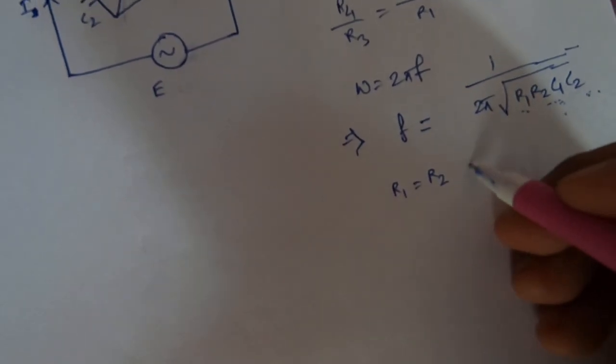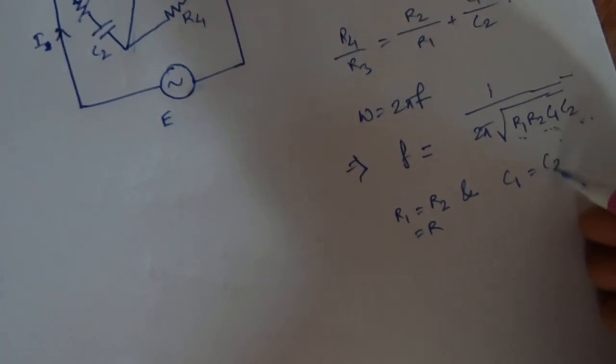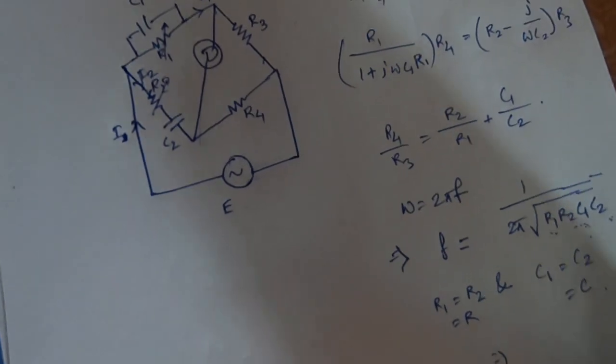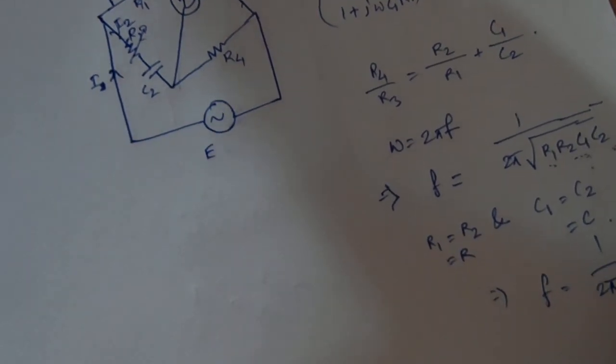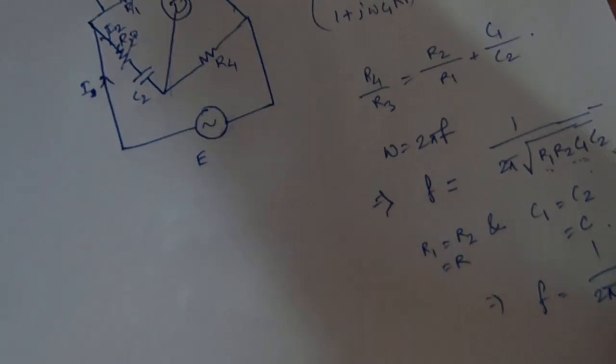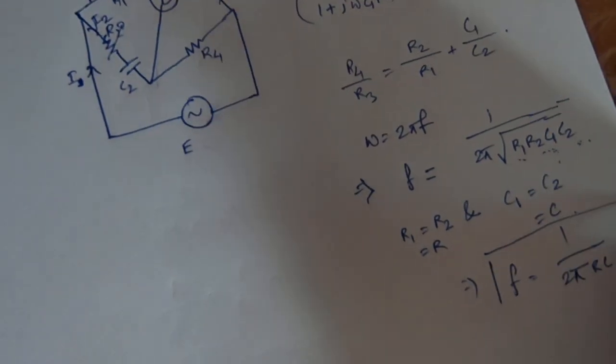So if we take R1 equals R2 equals R, and C1 equals C2 equals C, finally the equation becomes f equals 1 by 2 pi RC. So this is the final equation of the frequency for a Wien's bridge.